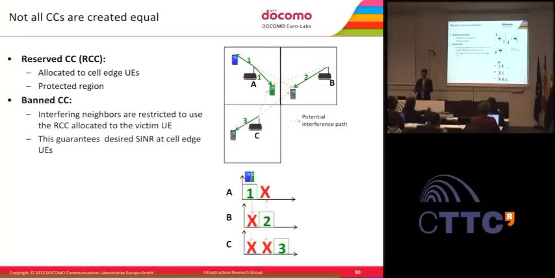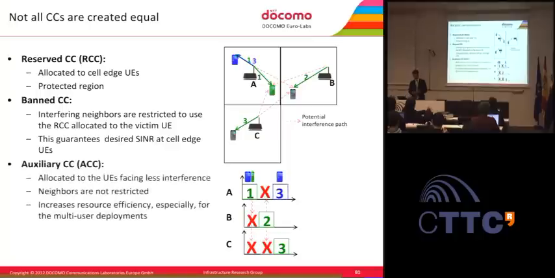In relation to reserved component carriers, we have banned component carriers, which means what is reserved for one cell is banned for its neighbor, such that its neighbor has no chance of causing interference to that cell. So this guarantees SINR at the cell edge. And finally what we have is the rest. And the rest we call auxiliary component carriers. So these ones are allocated to UEs facing less interference. So for example, cell center UEs. Neighbors not restricted, which means these component carriers could actually experience more interference than the others.